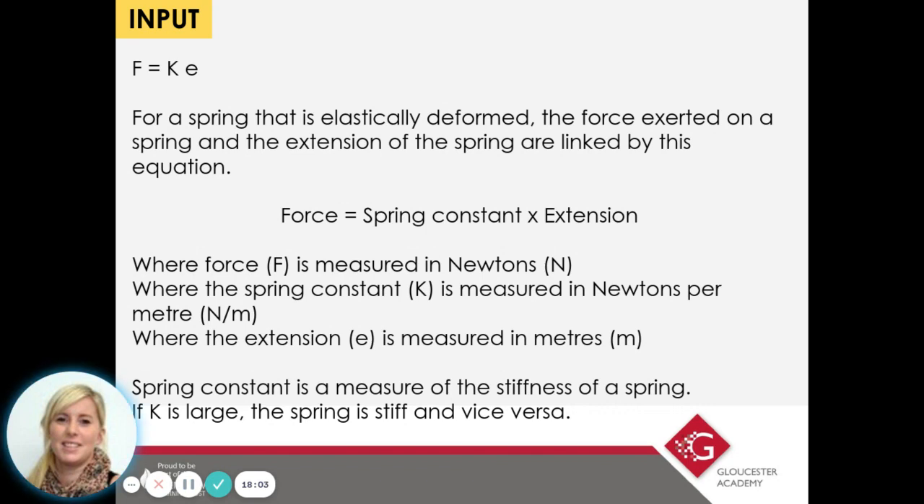So the spring constant is a measure of how stiff a spring is. And if the K is large, then the spring is stiff. And if it's not, then it's obviously not a stiff spring.